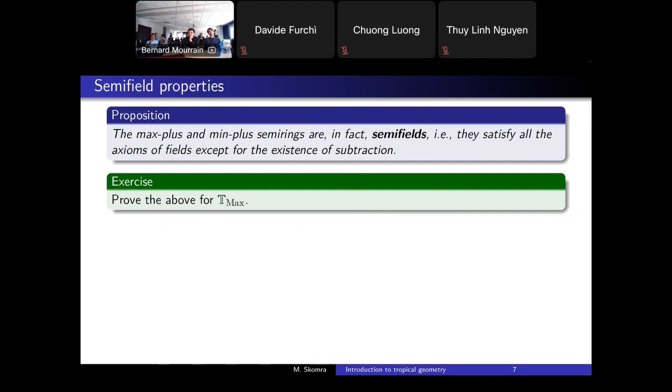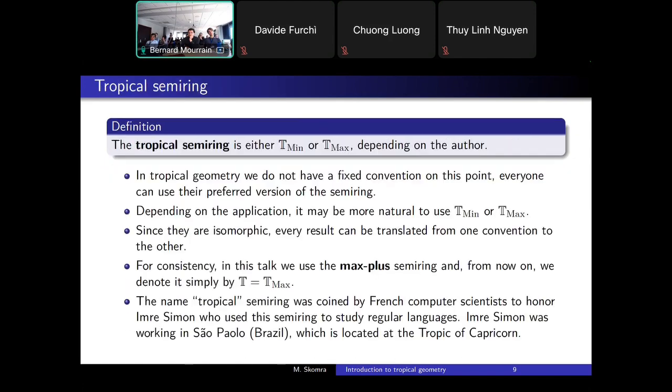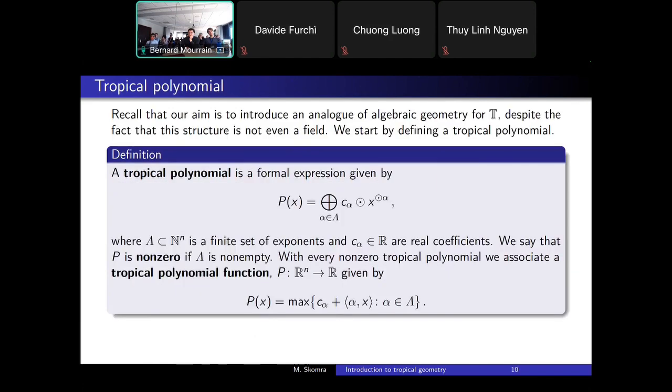And then we said that if we want to do some algebraic geometry, we need the notion of a polynomial. Right? So that was the definition of a tropical polynomial. So what is a tropical polynomial? Well, it's an expression of this form. It's like a classical polynomial, except for the fact that I replaced the classical operations, addition and multiplication, by the tropical operations. So this is maximum, and this is addition.